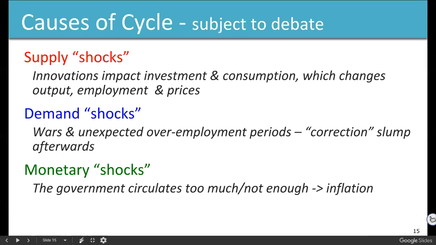The GDP can go up because of, in general, 3 things: supply things, demand things, or monetary things. Supply shocks. I'll use the word shocks here in general. If it's expected, it's not a surprise, and that's just part of the way things happen. It's the unexpected changes that disrupt things.